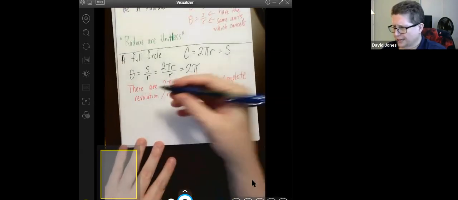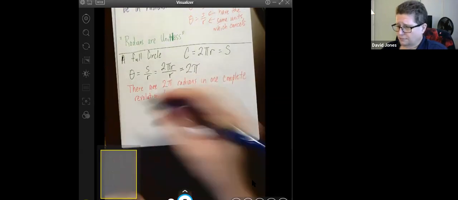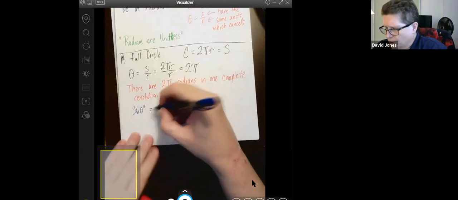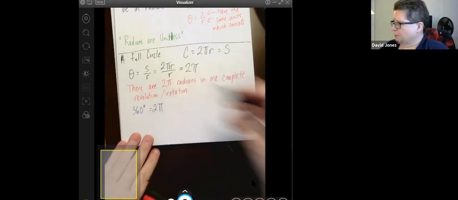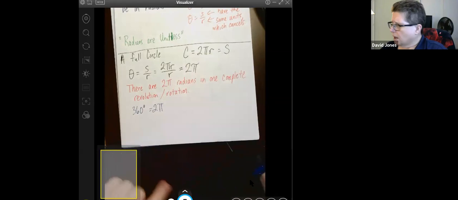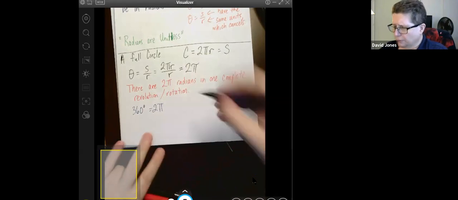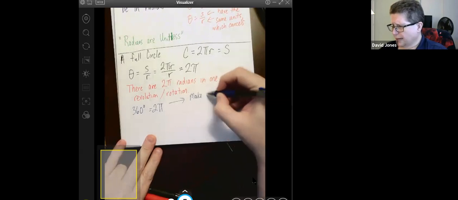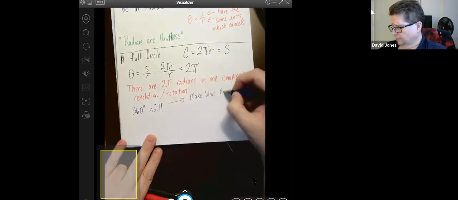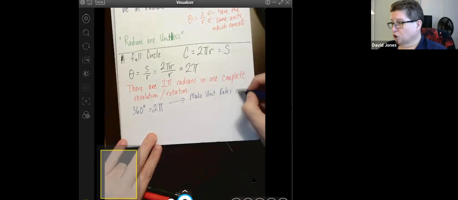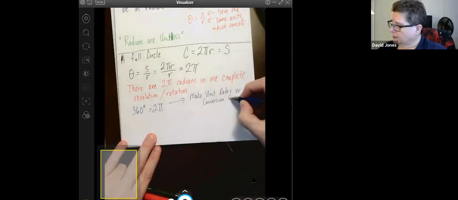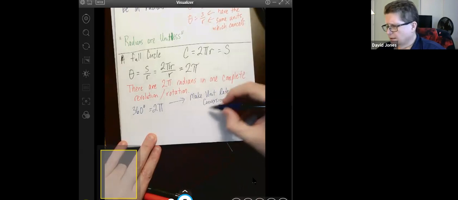A full circle in terms of degrees was 360 degrees. So 360 degrees equals 2 pi. We can make 2 unit rates. Make unit rates by making one side equal 1. Or conversion rates, another way we call it. Makes one side equal 1.